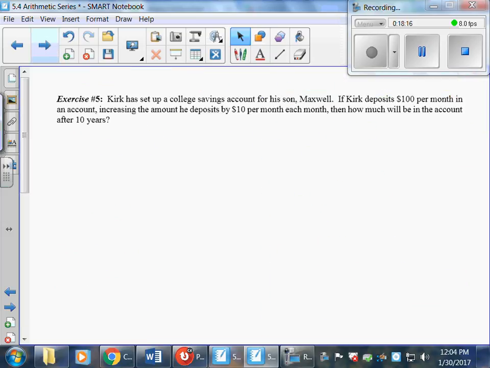And it's a word problem. Oh my gosh, we all get crazy with word problems. So, Kirk has set up a college savings account for his son Maxwell. Nothing to even underline there. He deposits $100 per month in the account, increasing the amount he deposits by $10 per month each month. Then, how much will be in the account after 10 years?